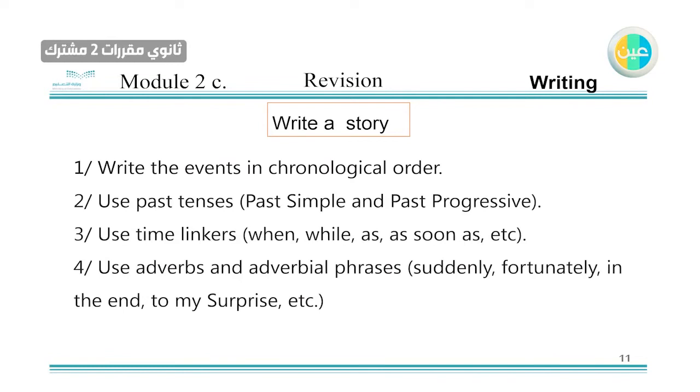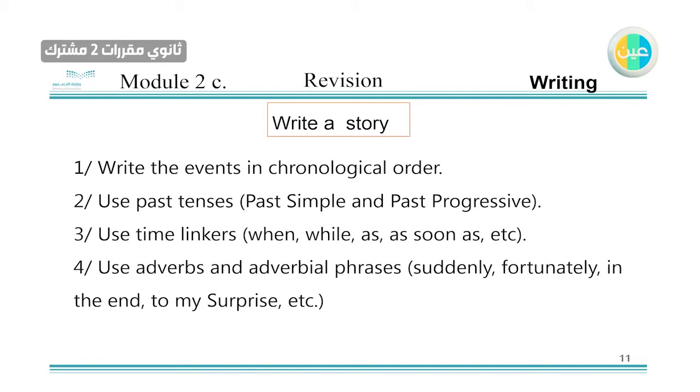Since you have chronological order, it means you have to use tenses. You have to use the past tenses since it's a story, something that happened in the past, and also the past progressive, because sometimes there are actions that took a long time or continued happening in the past. Also, it's important for you to use time linkers like when or while, as soon as, and so on. So you're going to develop your story. Also, you have to use adverbs and adverbial phrases like suddenly or fortunately or in the end or to my surprise, because it's a story.